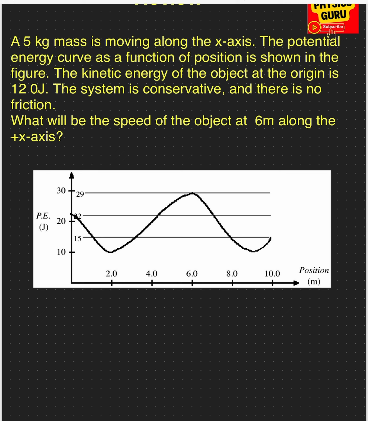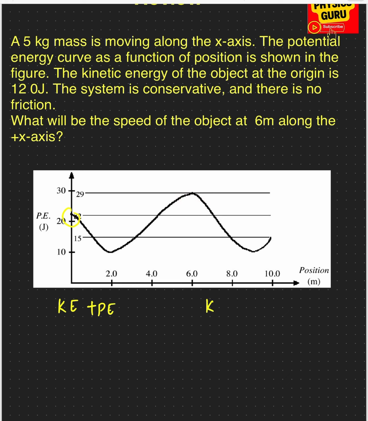So what you have to write down is that the total energy at this point must be equal to the total energy at this point. So what is the total energy at this point here? The total energy is kinetic energy plus potential energy. And I have to write down the total energy at this point too.